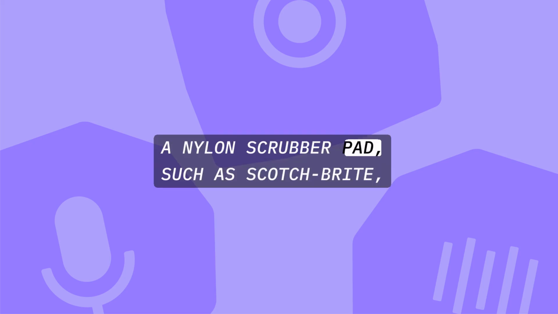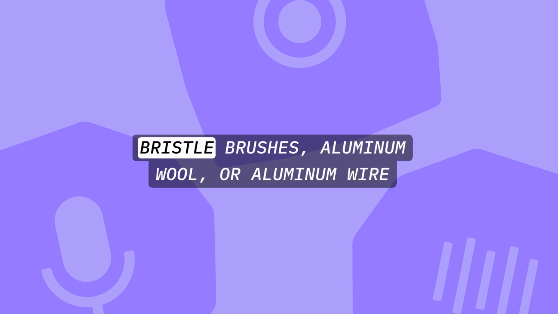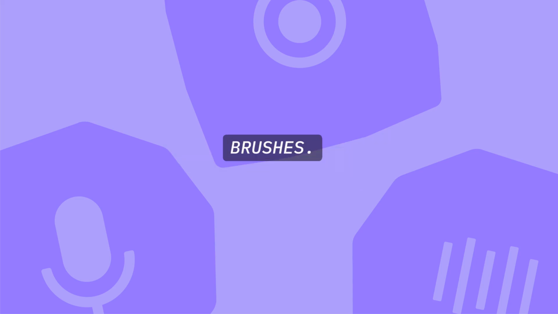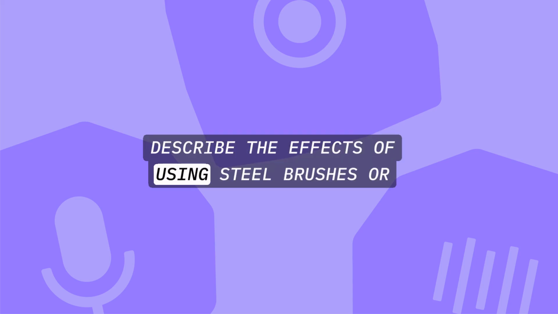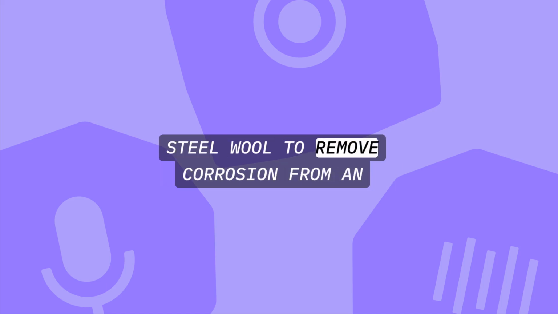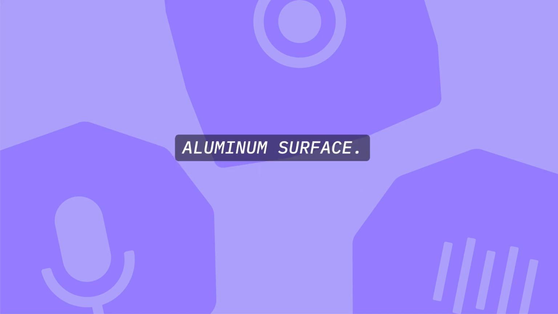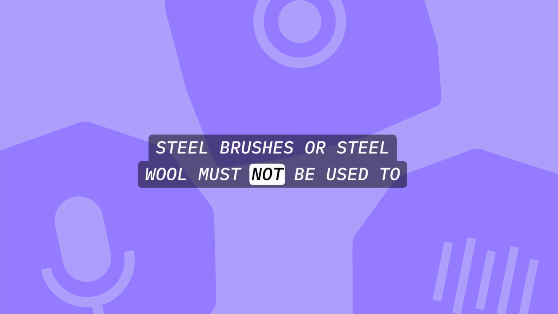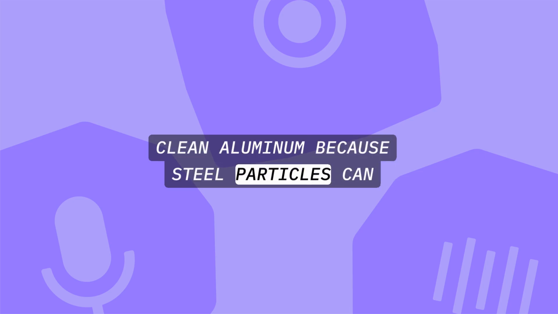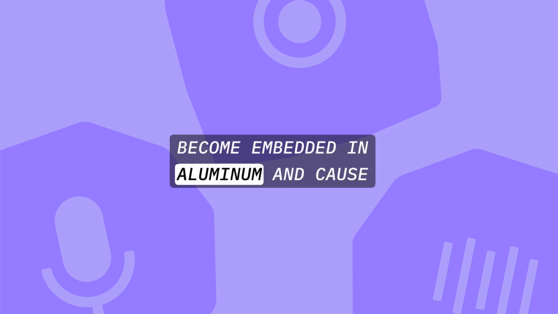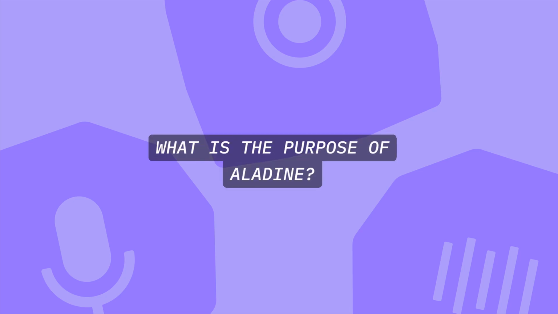A nylon scrubber pad, such as Scotch-Brite, bristle brushes, aluminum wool, or aluminum wire brushes. Describe the effects of using steel brushes or steel wool to remove corrosion from an aluminum surface. Steel brushes or steel wool must not be used to clean aluminum because steel particles can become embedded in aluminum and cause corrosion. What is the purpose of iodine?